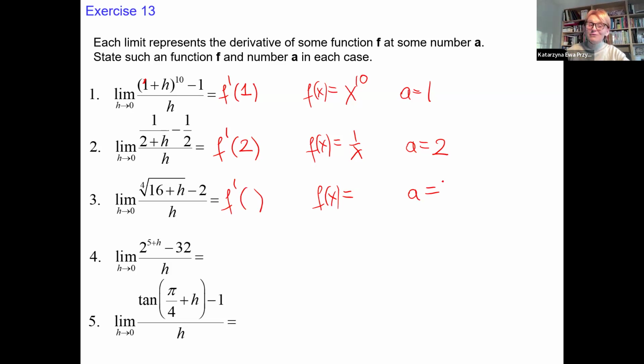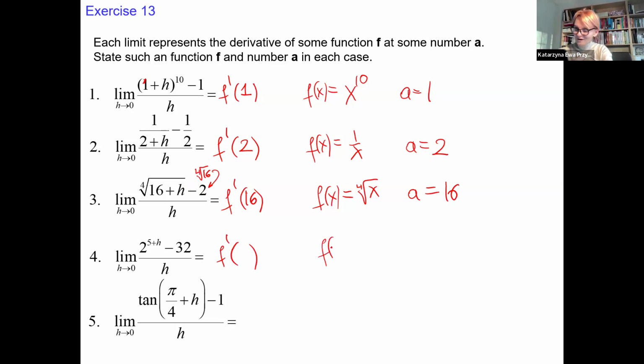Okay, what is number 3? What function do we see? I think it's the fourth root. Fourth root of x, or x to the power of 1/4. That's also good. And the a is 16. Yes, please do not subtract here, because what is the fourth root of 16? The fourth root of 16 is 2. Yes. Okay. Another one.